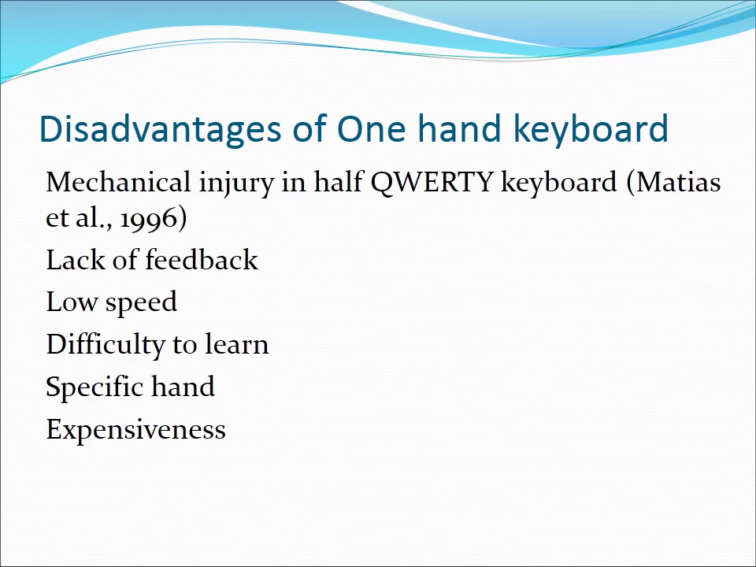Here are disadvantages of using one-handed keyboard. There is mechanical injury. For example, if you are typing for a long period of time using one hand, sometimes you may get injury in your hand. We have lack of feedback, and this is more in half-QWERTY keyboard, where you are trying to retrieve the invisible characters, but there is no alarm that can alert you that now you have already retrieved these invisible characters. Low speed, this also applies in Matthias keyboard or half-QWERTY keyboard, where the time you use to retrieve the invisible characters lowers the speed of typing.